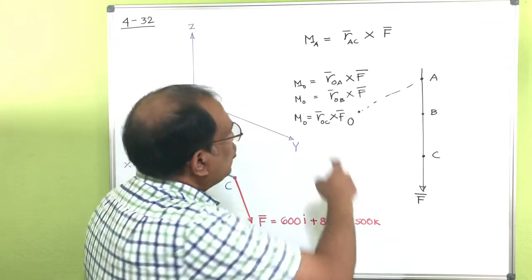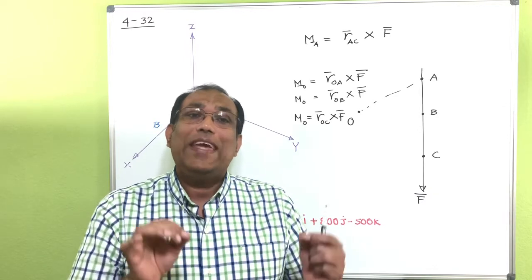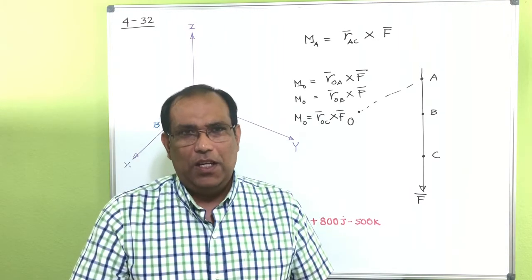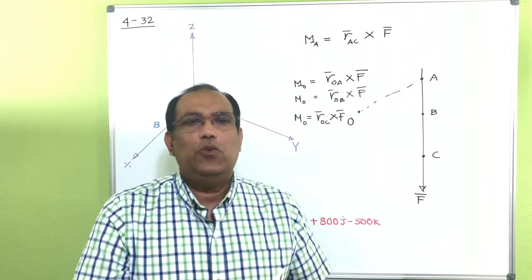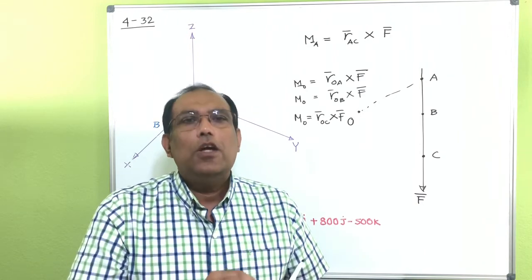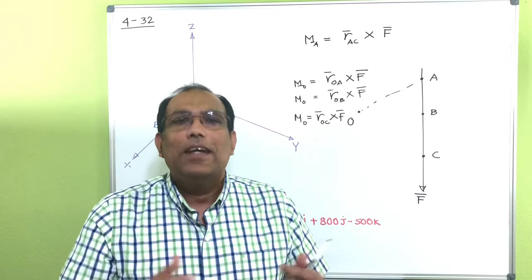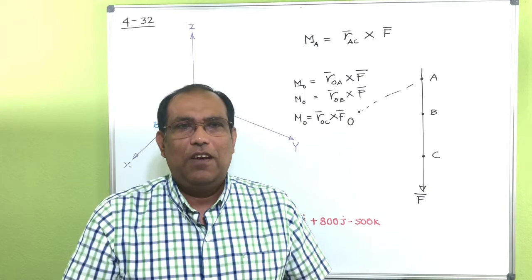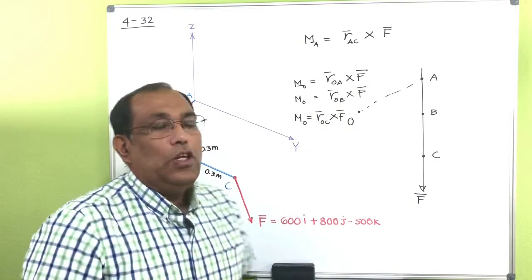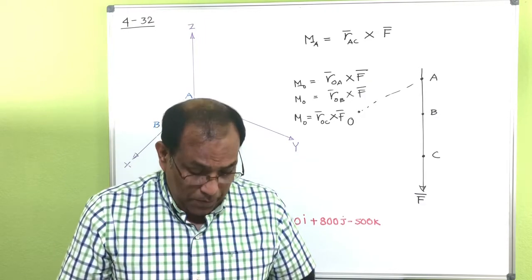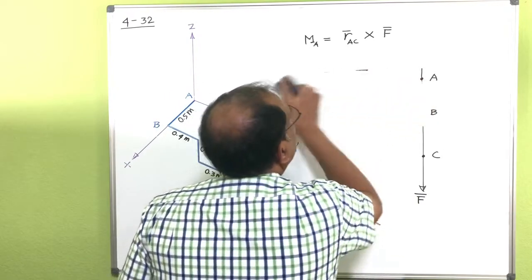Actually, this cross product will take care of that. So if you know any point on the line of action, then you take the position vector from the point at which you are taking the moment to any known point on the line of action of the force, and you just cross that with your force vector. Okay, so let's go back to our problem.